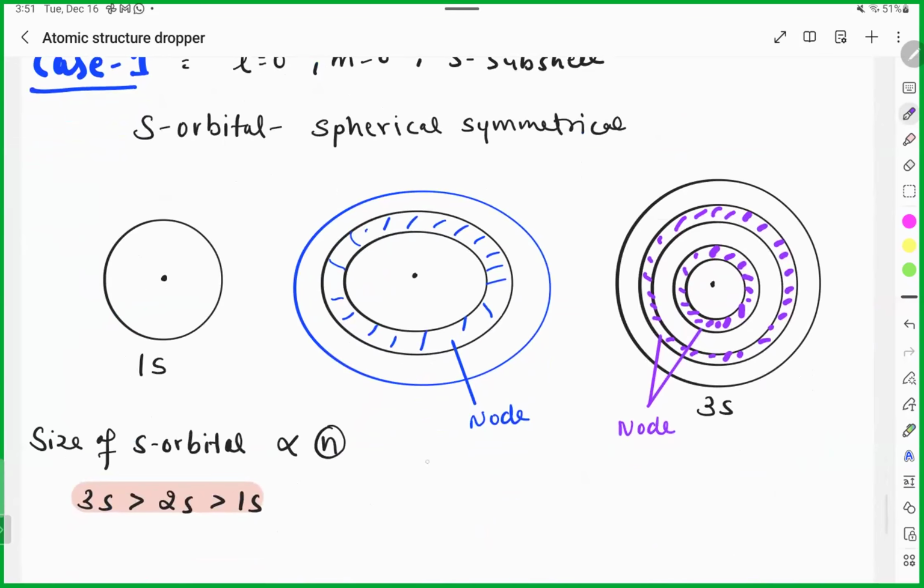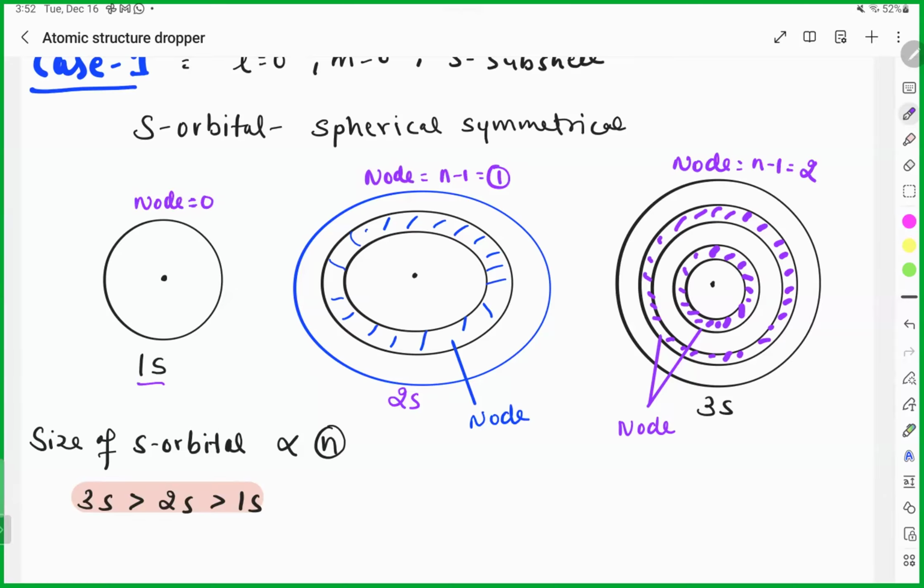How to calculate? For example, in this case the number of nodes will be n minus 1. This is 2s, the n value is 2, so here you have one node. For 3s, the number of nodes, n minus 1, will be 2. And here, the number of nodes will be 0, because everywhere you have an equal chance of finding the electron. Any doubt?